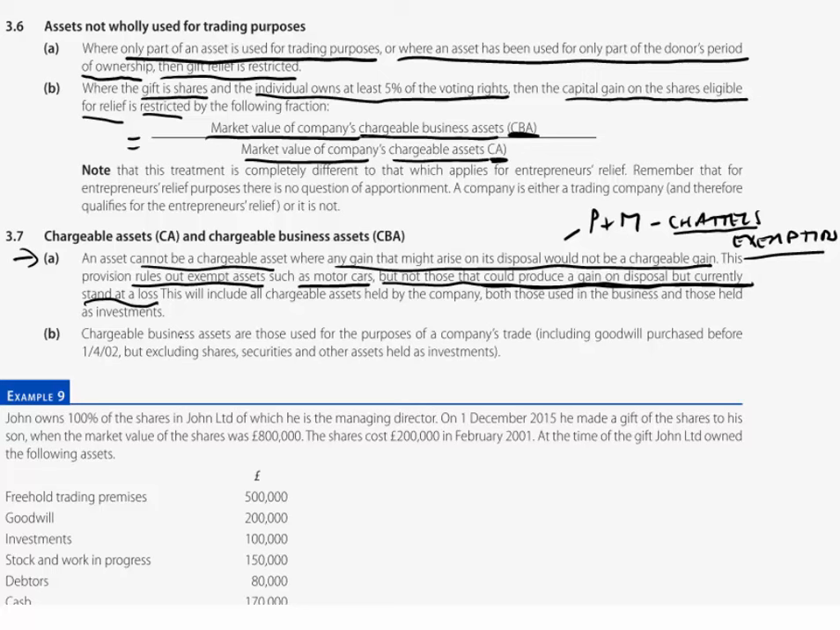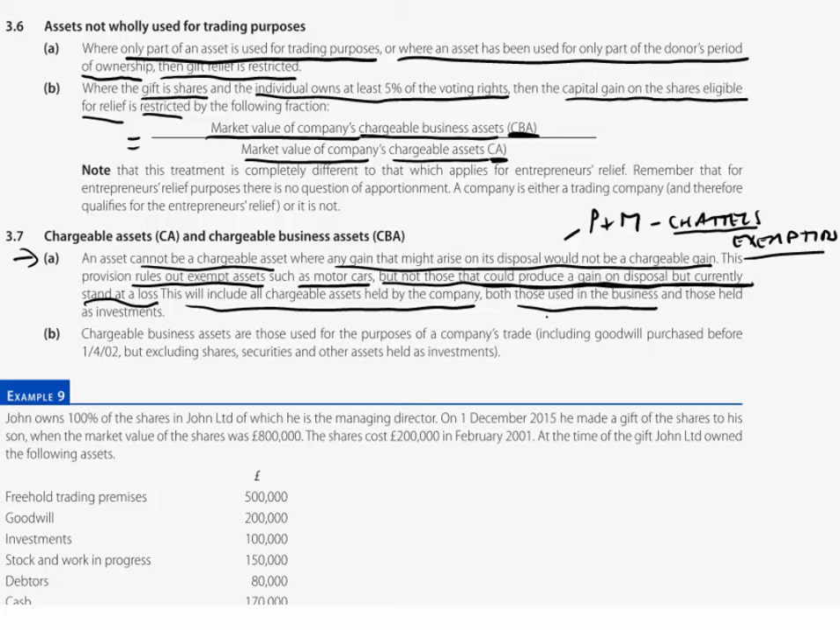So we will include any other plant and machinery. The fact that it is now valued at less than cost makes no difference. So this will include all chargeable assets held by the company. Now, plant and machinery, of course, used in the trade is a chargeable business asset. But in chargeable assets, we include all such chargeable assets, both those that are used in the business, properties used in the trade, plant and machinery used within the trade, even indeed the goodwill of the business, as we'll see in a moment. All of those would be included.